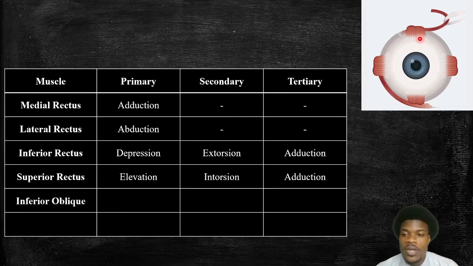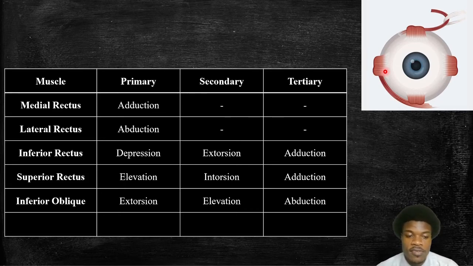The inferior oblique, however, this is inserted in the lower temporal quadrant here. Our main movement is extorsion of the eye. So it will rotate the eye outwards. That's its main movement. It will also help the eye in raising or elevating. So when the eye needs to look up, it will have a role to play there as well. And our last movement for it is the abduction or the outward movement of the eye.